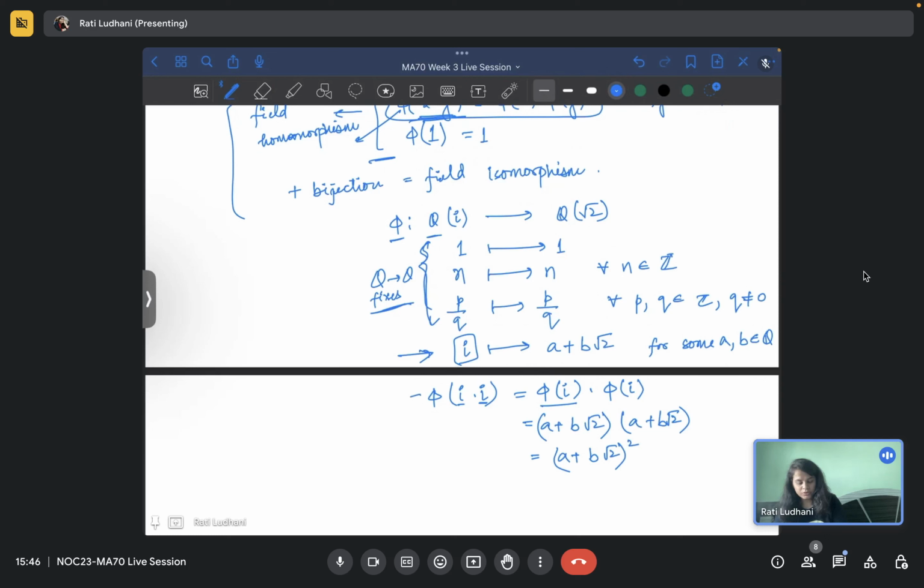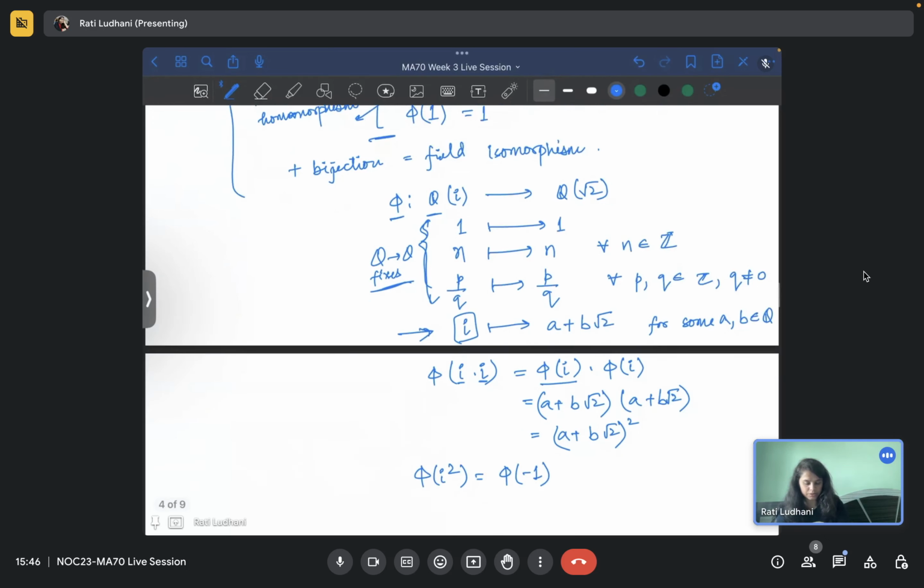From the other side, what will you get? Phi of i squared is equal to phi of minus 1, because i squared is minus 1. As we already said, n goes to n for all n belonging to Z, so this is minus 1. And in this part you can expand: a squared plus 2b squared plus 2 root 2 ab.